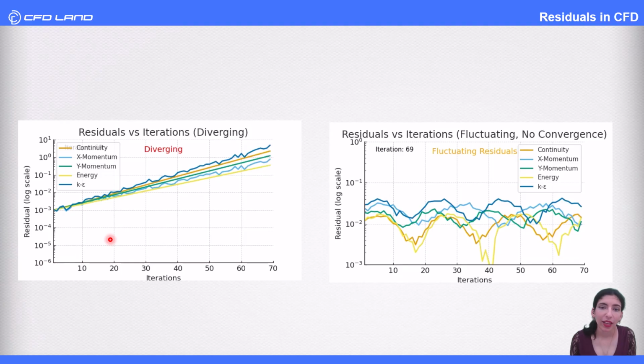Now, if you have noticed, for the y-axis, for the residuals, it's logarithmic. Do you know why? Because the exact value of residuals are not important to us, but the order of magnitude of residuals matters to us.